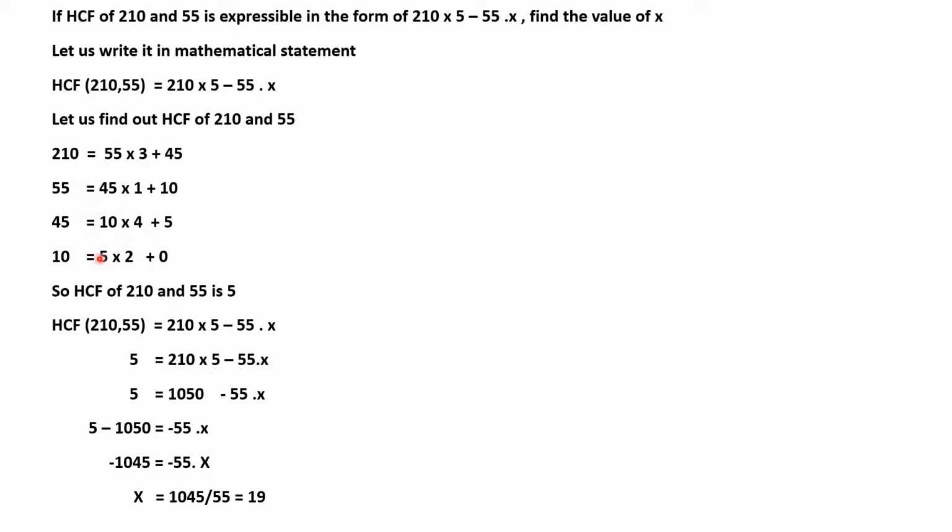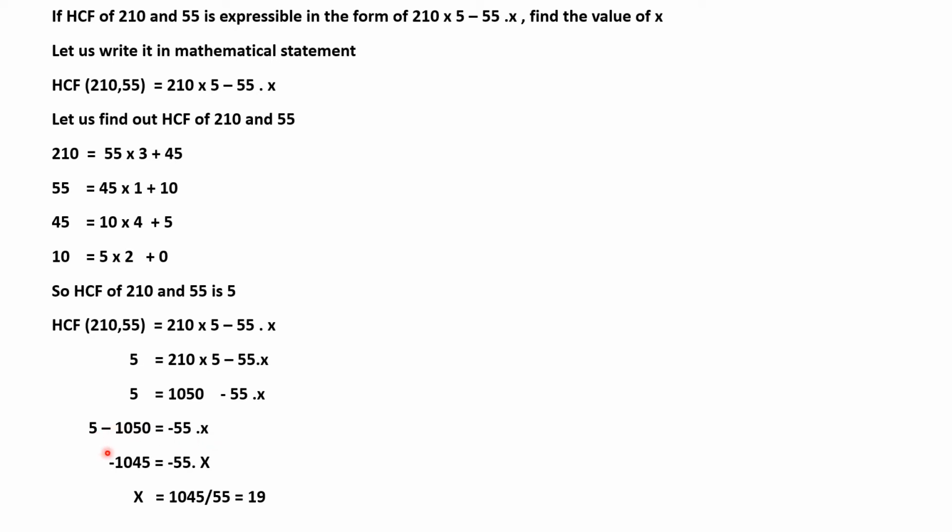When you find out the HCF, you will get HCF of 210 and 55 is 5. And what you have to do is, this HCF you have to equate it to 210 into 5 minus 55 into x. So 5 equal to 210 into 5 minus 55 into x. 210 into 5 is 1050 minus 55 into x equal to 5. This 1050, if it goes that side, minus 1050 equal to minus 55 into x.